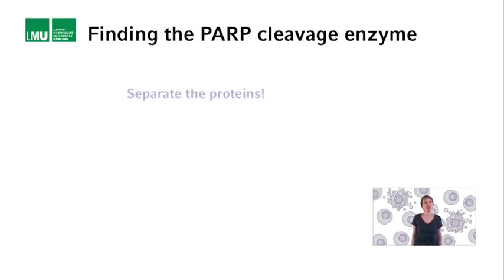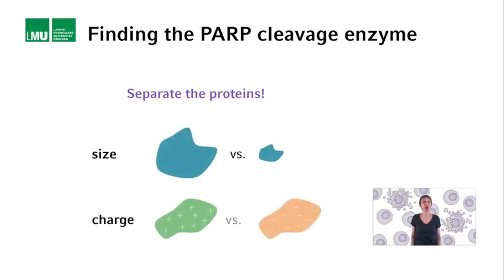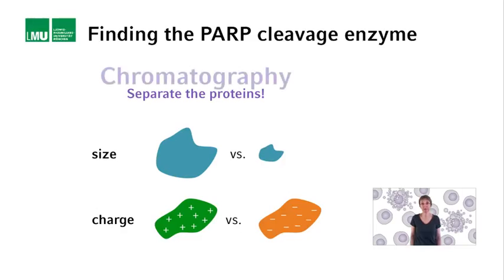You separate the cell lysate and therefore the proteins in them using certain criteria such as size or charge, and then you assay the different fractions obtained for their activity, basically their ability to cause PARP cleavage in the test tube. Such a separation of mixtures of, for example, proteins is also referred to as chromatography.